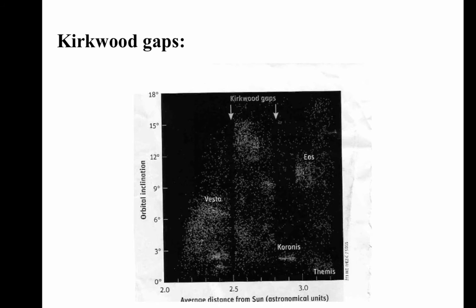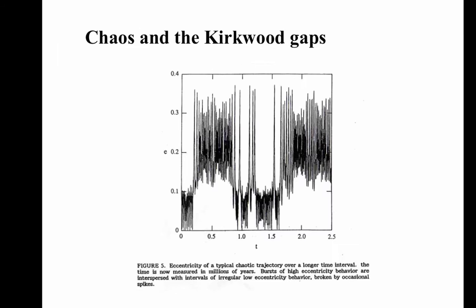Wisdom and Sussman also studied the Kirkwood gaps, gaps in the asteroid belt between Mars and Jupiter. They showed that any asteroid in that gap would have a chaotic orbit that moves back and forth between an almost circular shape at low eccentricity, which is the E on this axis. Down here things are very circular. Then they become more and more long and thin ellipses as you go up. And this is the orbit for an asteroid in one of those gaps. And it moves chaotically back and forth between circular and elliptical.